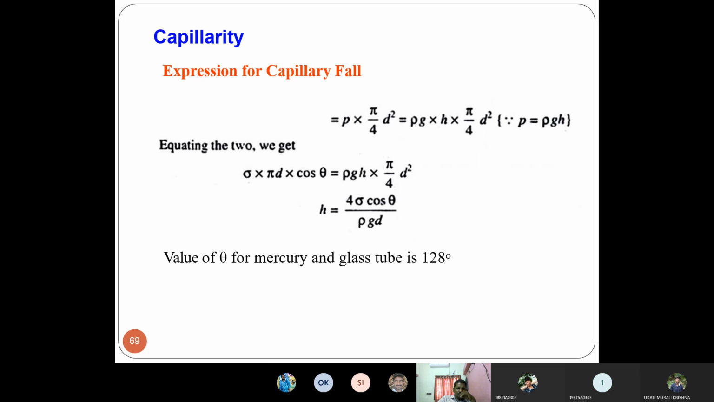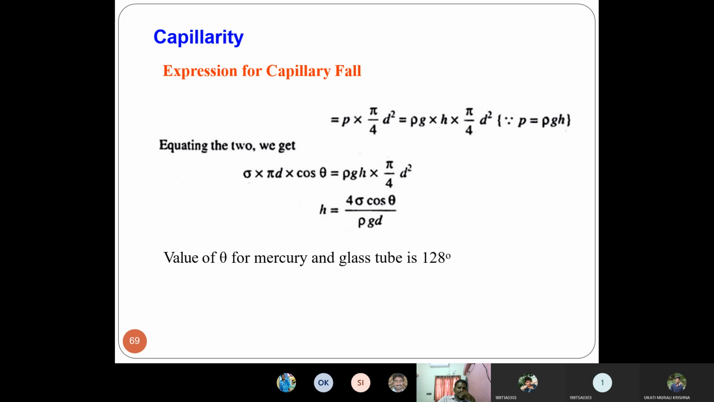See, these are the two forces. The pressure force is acting, P equal to pi by 4 a square, and the hydrostatic force, rho g h into pi by 4 d square. P is equal to rho g h, we know it. So P into pi by 4 d square, P is equal to rho g h into pi by 4 d square. Right. The force due to surface tension and the force due to pressure head will be balanced by each other.